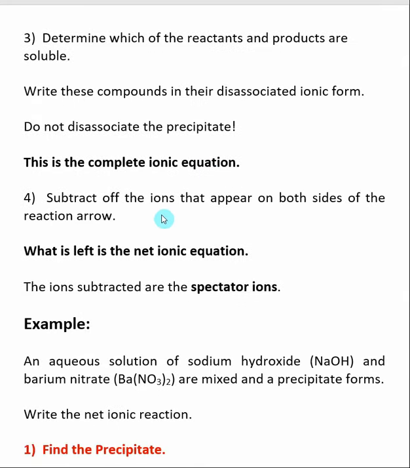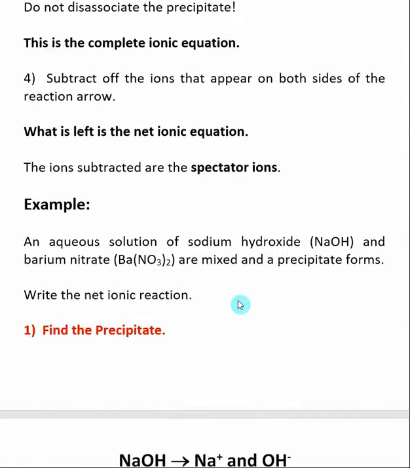Then we will subtract off ions that appear on both sides of the reaction arrow. So remember, a reaction arrow can be equated to an equal sign in an algebraic equation, so that if we see the same thing on one side of the reaction arrow and the same thing on the other side of the reaction arrow, they can be canceled out. After we do this, what is left is called the net ionic equation. The ions that were removed during this process are going to be our spectator ions.